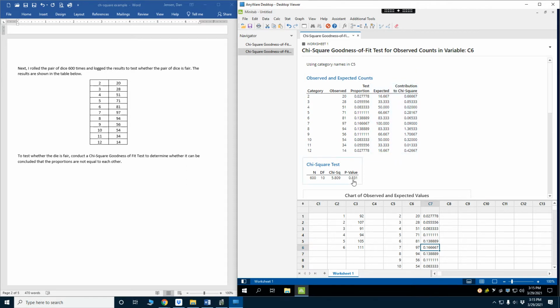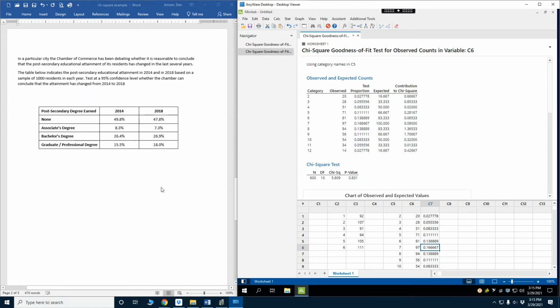Okay. We have a p-value of 0.831, chi-squared value of 5.809. Since my p-value is huge, it's not reasonable to conclude that the proportions are different than what we would expect. Okay, so it does appear that we have a fair set of dice.